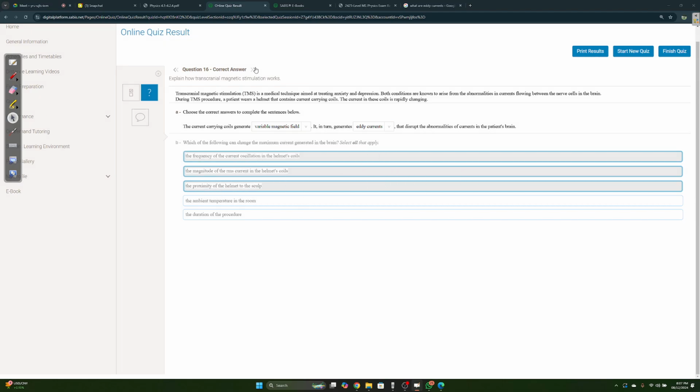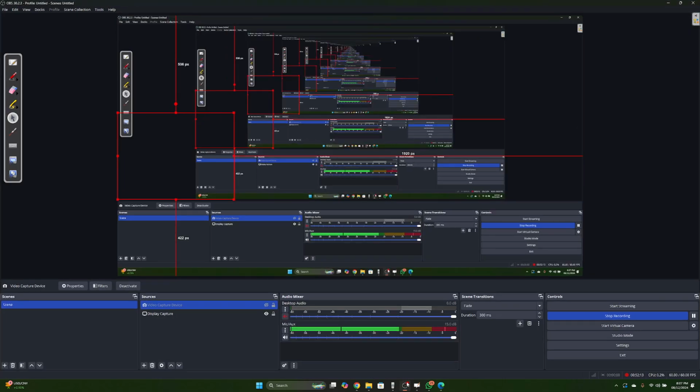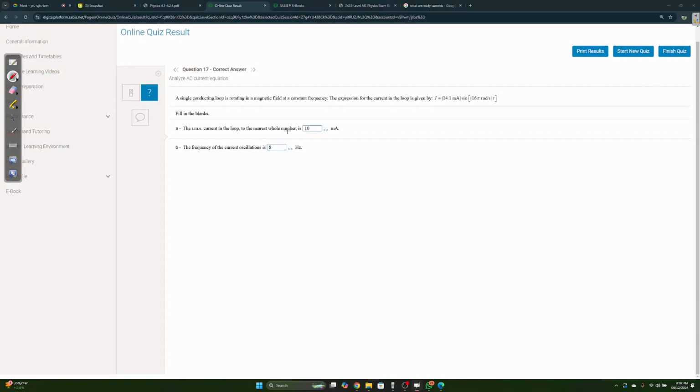There's a lot of talking in this recording, but I have to. A single conducting loop is rotating in a magnetic field at a constant frequency. The expression for the current in the loop is I equals 14.1 milliampere sine 16 pi rad per second t. The RMS current in the loop to the nearest whole number is what?